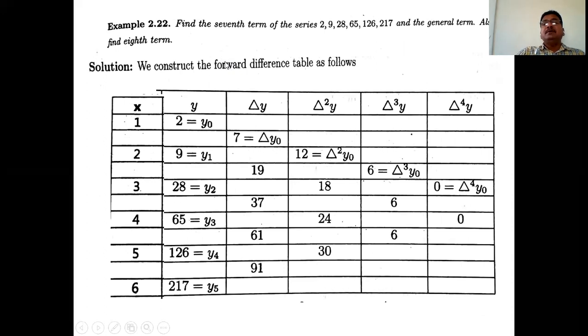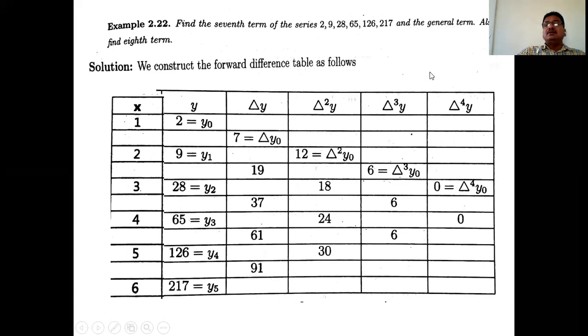Then next problem, find the 7th term of the series. This is the series. So this is the first term, second term, third term, fourth term, fifth term, and sixth term. So we have to find the 7th term. And general term, that is, we have to find the formula or polynomial that fits this data.